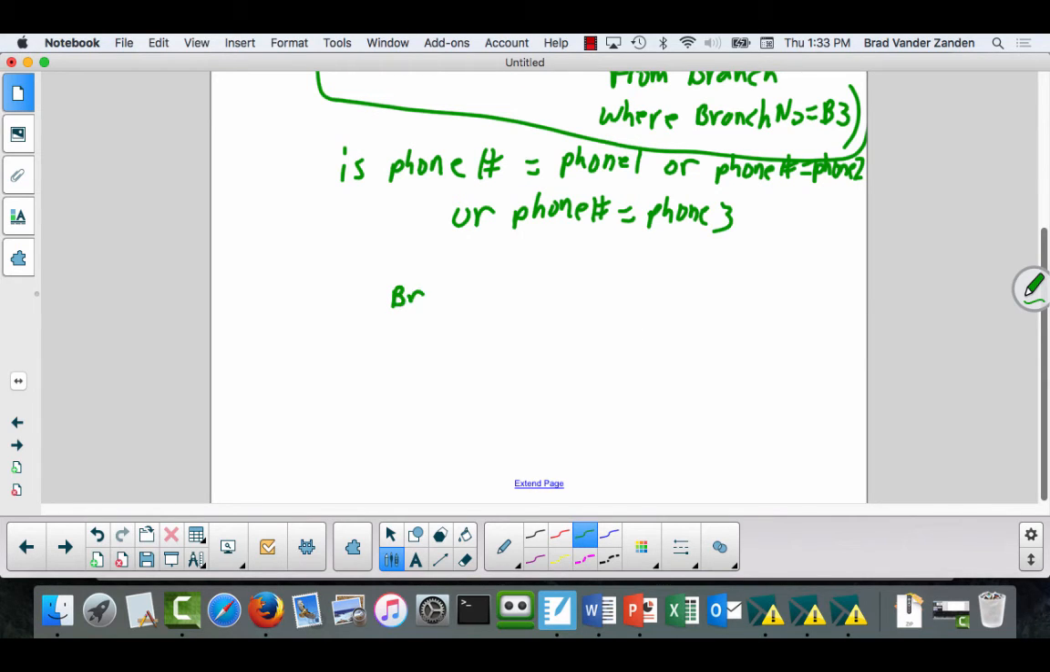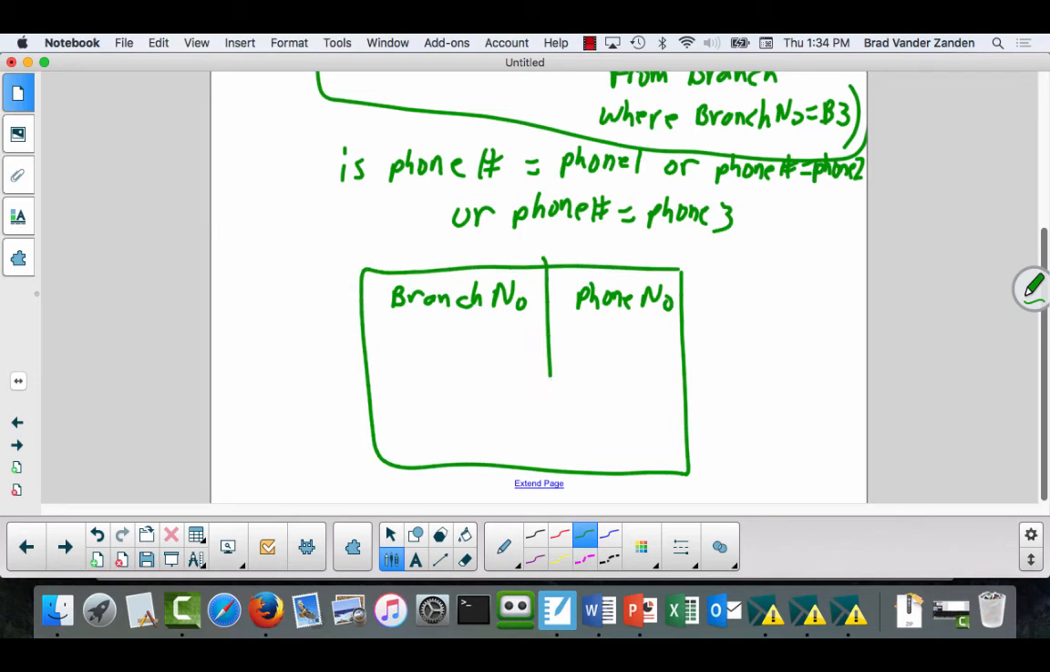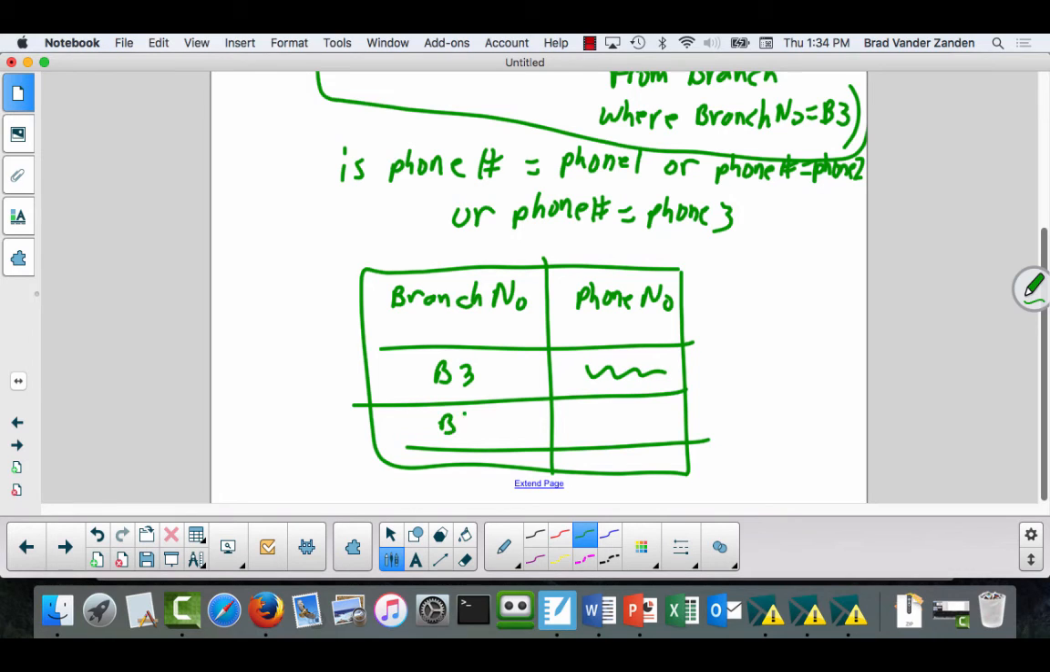So now you would have branch number and phone number like that, and in this particular relation, the only primary key is the combination of branch number and phone number. Okay, branch number by itself is not enough. So questions about that? Okay.